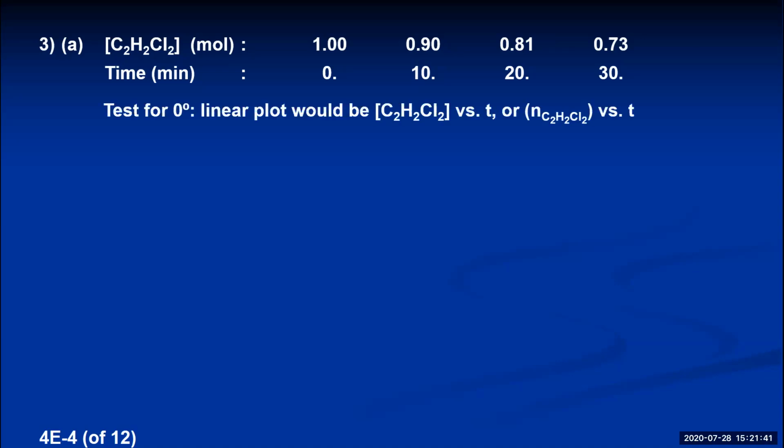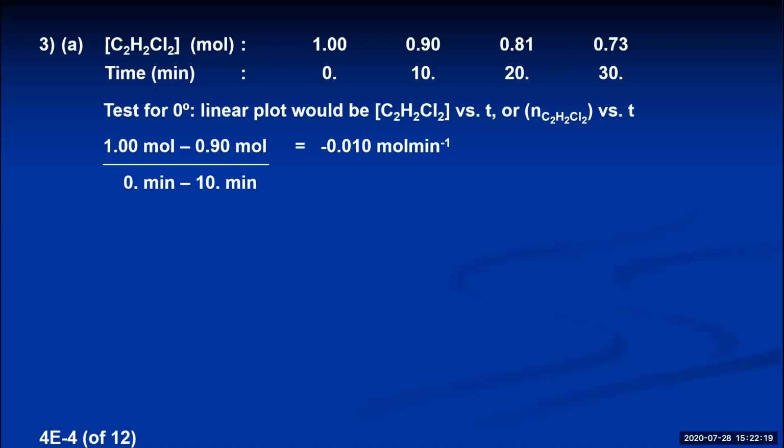So to test for 0 order, we know you'd get a linear plot if you graph the concentration of the reactant versus time, or moles of the reactant versus time, and we've got moles in this problem, so I'm going to do that. So to test to see if it's a linear plot, I'm going to figure out the slope between the first 2 points, the slope between the 3rd and 4th points, and see if they're consistent. So for a linear plot of concentration of C2H2Cl2 versus time, the numerator would be the difference in the moles of C2H2Cl2, so 1.00 mole minus 0.90 moles, divided by the time difference, 0 minus 10, and that comes out negative 0.010 moles minutes to the minus 1.